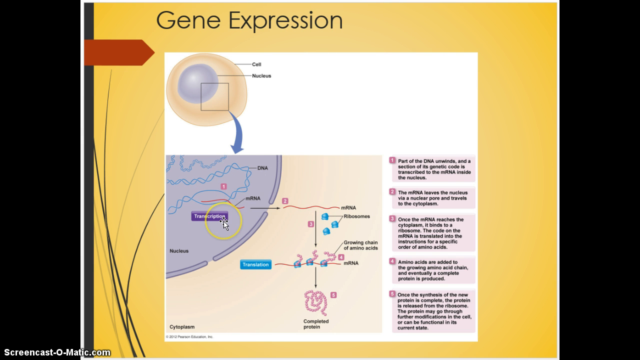Now keep in mind, each cell in our body contains a nucleus, and each nucleus has DNA, which has all the instructions for all the types of different proteins that our body wants to make. But not all of it is expressed. Only certain cell types will express certain types of genes depending on the need.